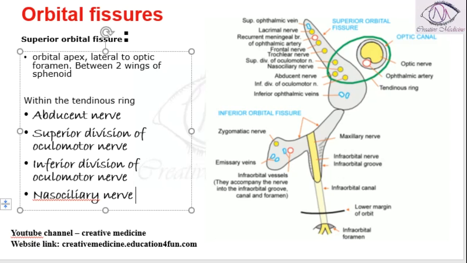See, this is the superior division of the oculomotor nerve. This is the inferior division of the oculomotor nerve. The nasociliary nerve and abducent nerve are present within the tendinous ring.